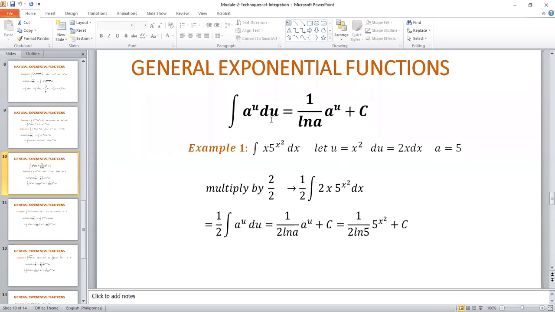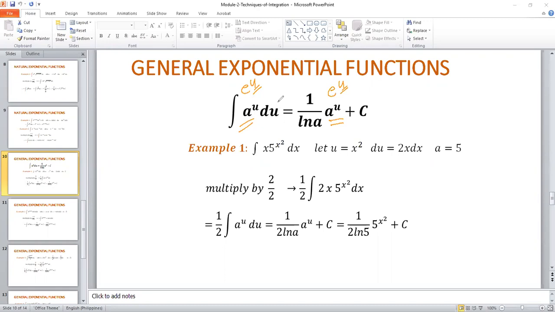So you have the integral of a raised to u du. Just like the way we have it in the natural exponential function, you will also have an answer which is a^u. If this is e raised to u, your answer is e raised to u plus c. Here now you have a^u, but you add the reciprocal of the ln of its base. The base, which is a positive real number, so 1 over ln of a.